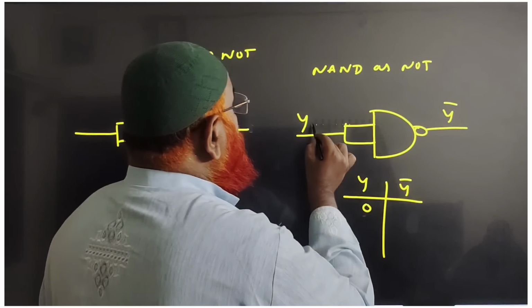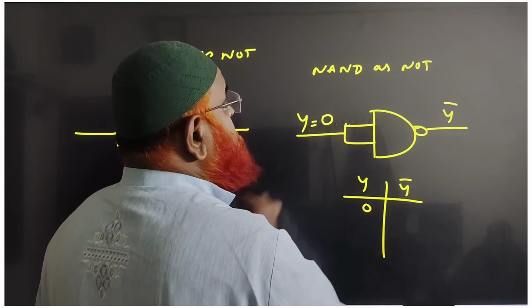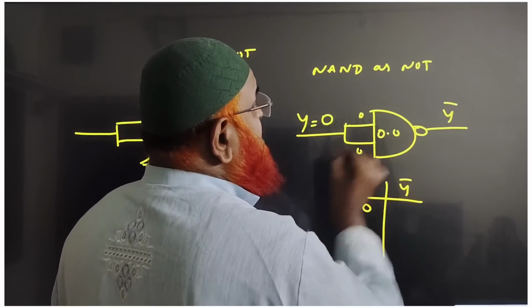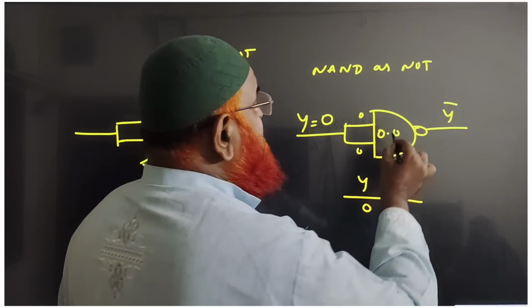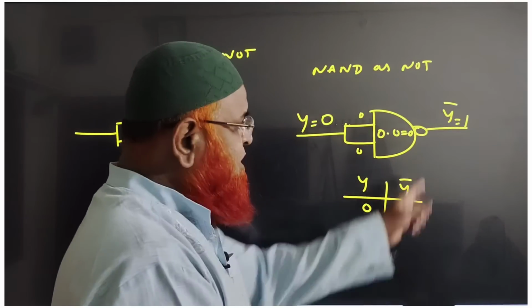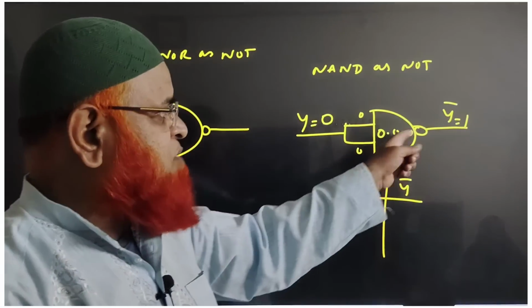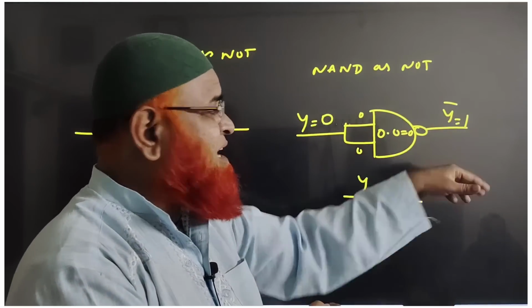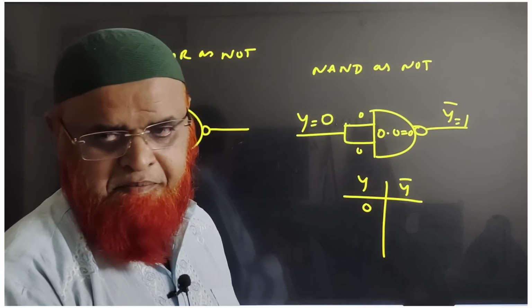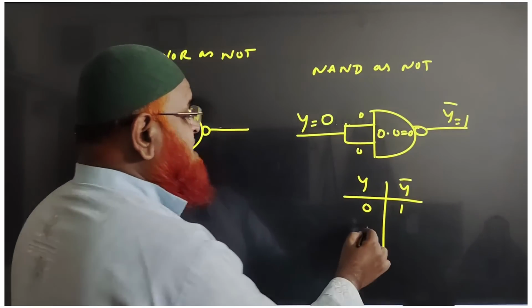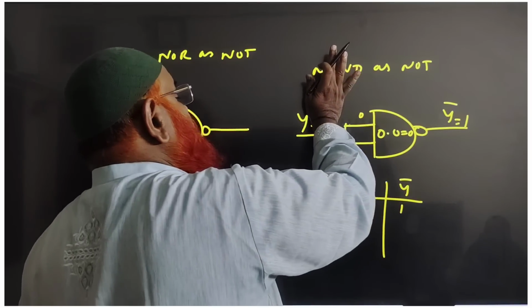So I have taken 0. Input is 0, that means this is 0 and this is 0. 0 into 0 is 0. After crossing the bubble it is 1. The bubble is NOT; the bubble will give you the complement. Before the bubble it is 0, after the bubble it is 1. That's why it is giving 1. Understood? Now take the input as 1.